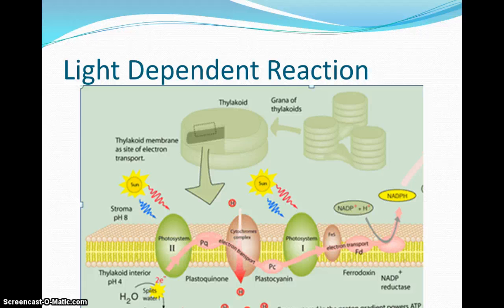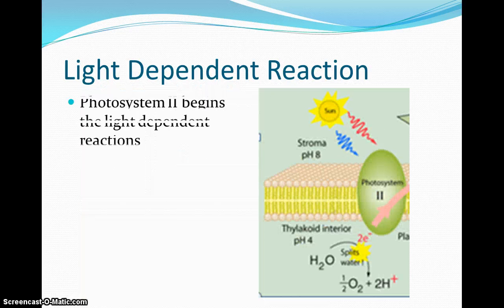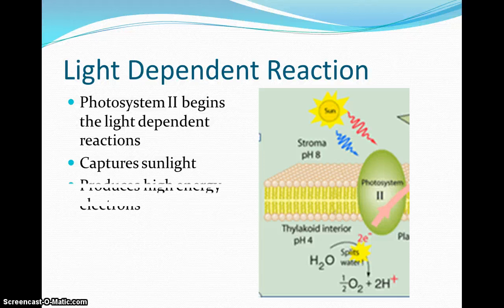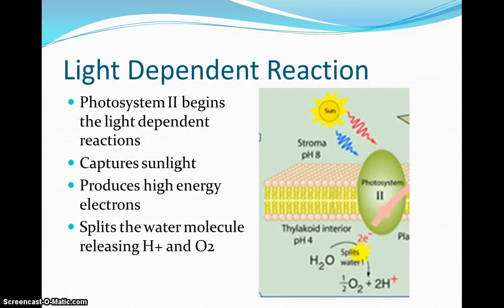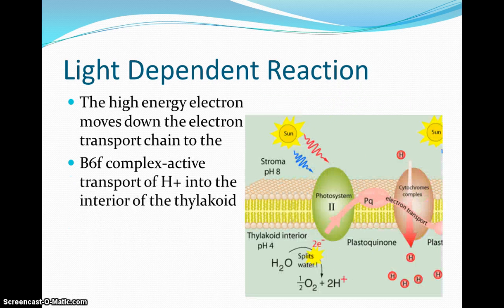Here's just another electron transport chain. These are the electron transport chains from photosystem 2, which carries electrons, then carries electrons to photosystem 1, and then it produces that to go to the stroma, then back to the thylakoid. So like I said before, photosystem 2 begins light-dependent reactions, captures sunlight, produces high energy electrons, and splits the H plus from the O2 in the water.